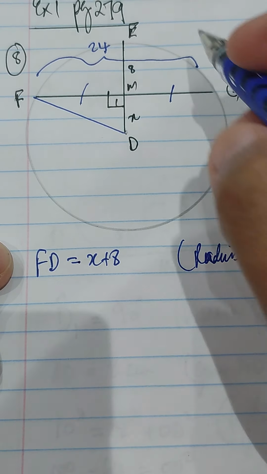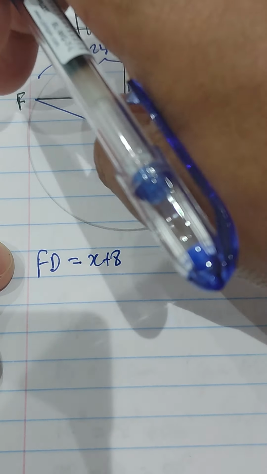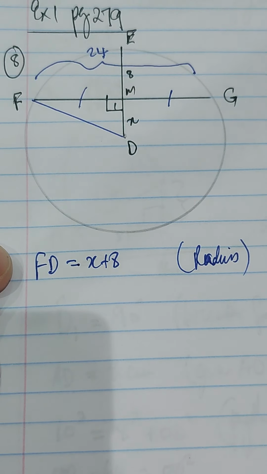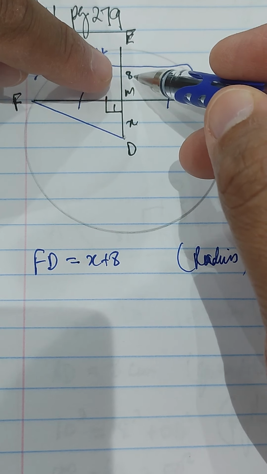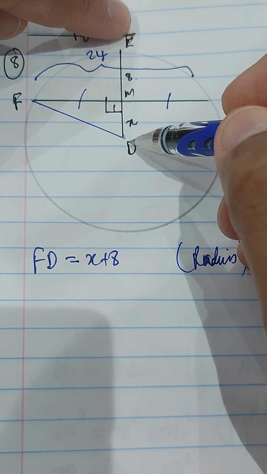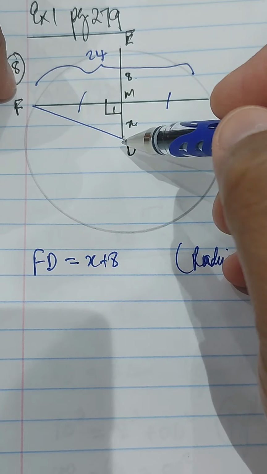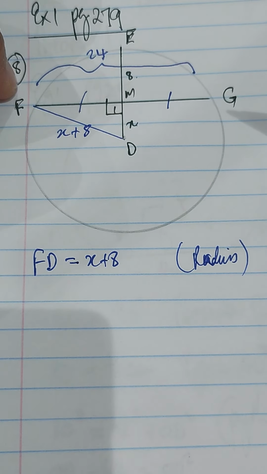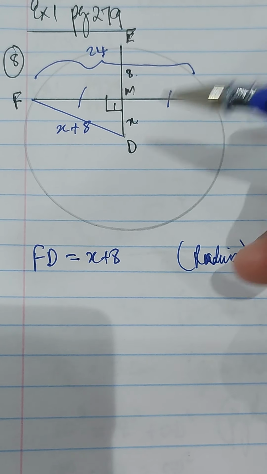Does that make sense? Remember that ED is the same as FD, which is the same as DG. If I needed to draw a line there, it would also be the same. So if that is x and that is 8, the combination of that length, ED, is going to be x plus 8. This is FD, which is also now x plus 8, as they've indicated there, because of the fact that it's a radius. Remember, whatever is not on the diagram, you must state it.